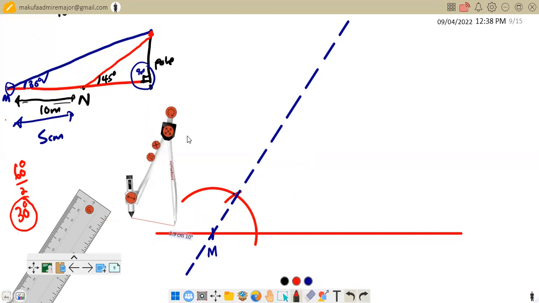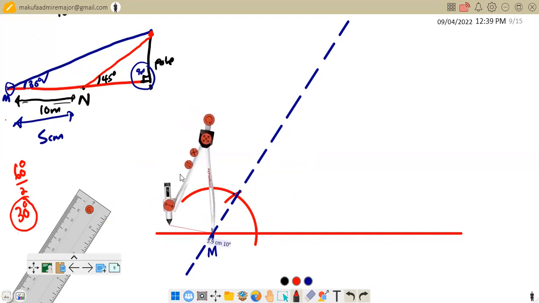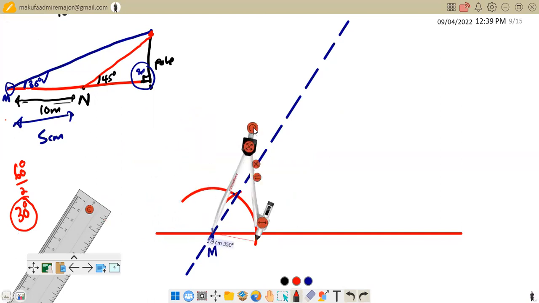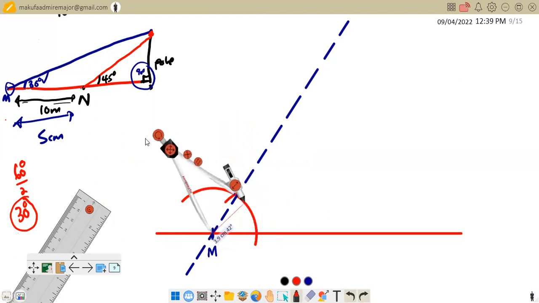Now you have to bisect. Remember, guys, how we said we are going to bisect our line. We have to step on this point. Now you can choose to use this distance because it's still the same.